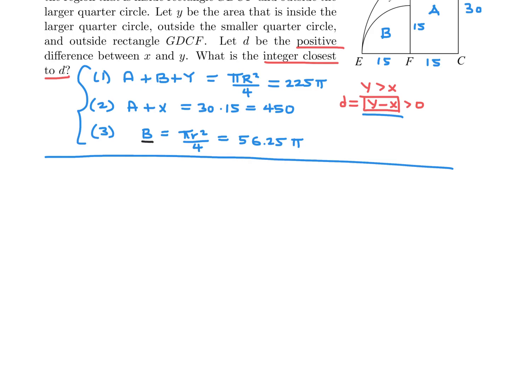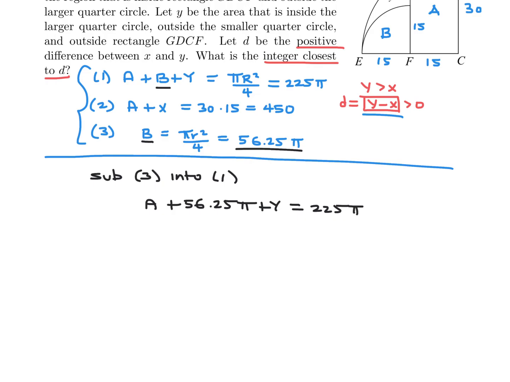I think since b is equal to this, I might as well sub it into there. So sub 3 into 1. And when I do, I'll get a plus 56.25 pi plus y is equal to 225 pi. And therefore, when you do this, it'll be a plus y is equal to 168.75 pi. Okay, and we'll call that equation 4.